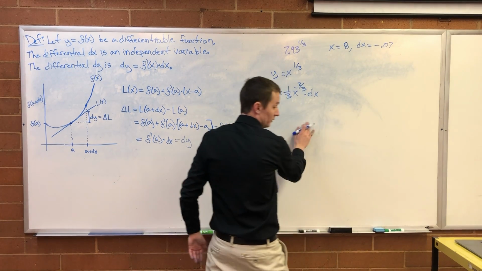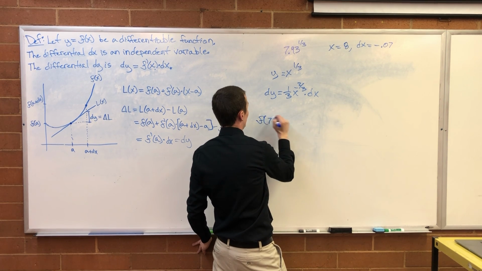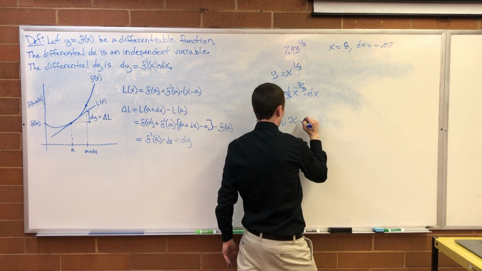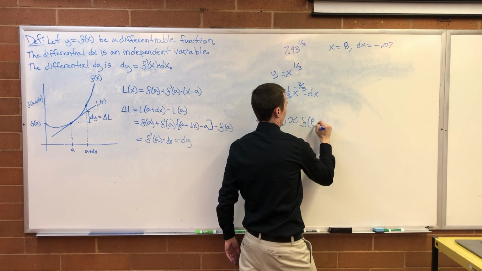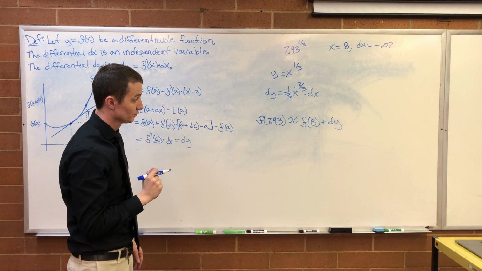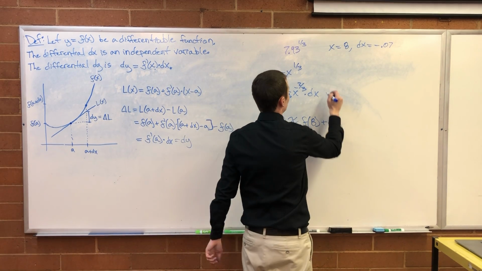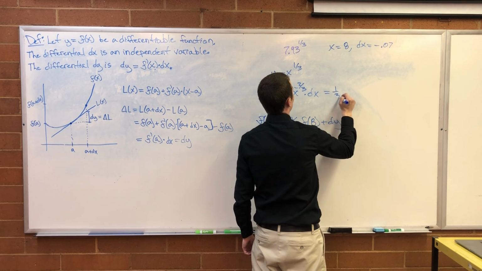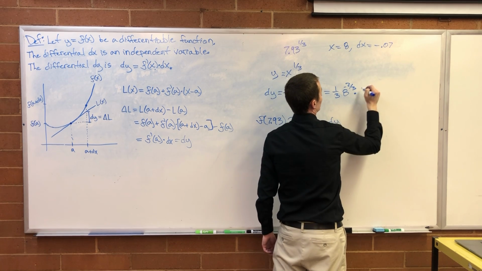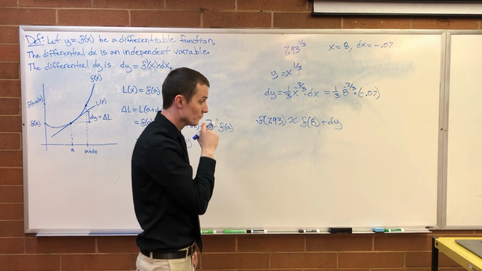So our value, f of 7.93, is going to be roughly approximated by our value, f of 8 plus dy, plus our change. dy, yeah. So what is our dy? 1/3 times 8 to the negative 2/3 times negative 0.07. Okay. Right?